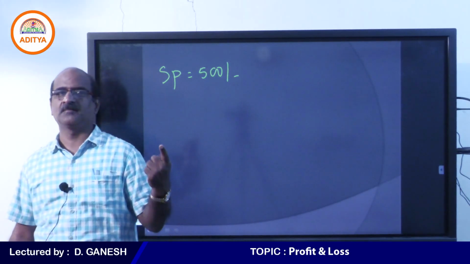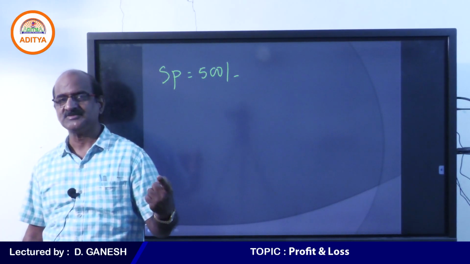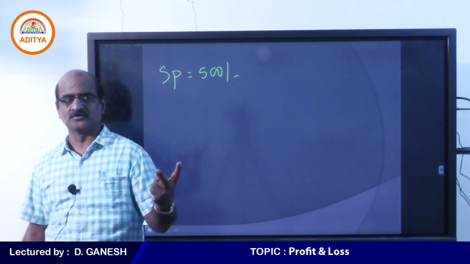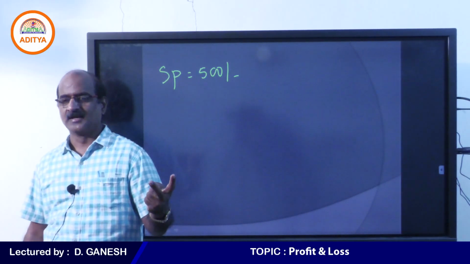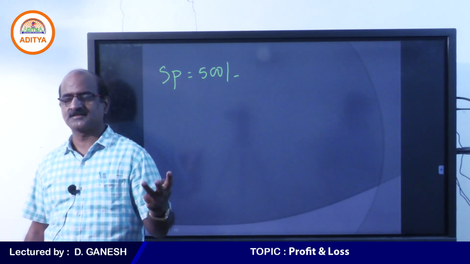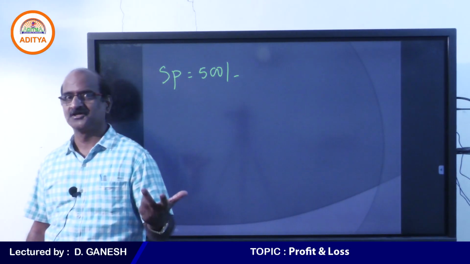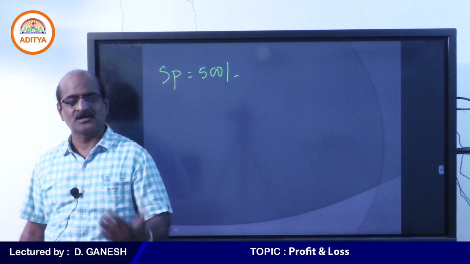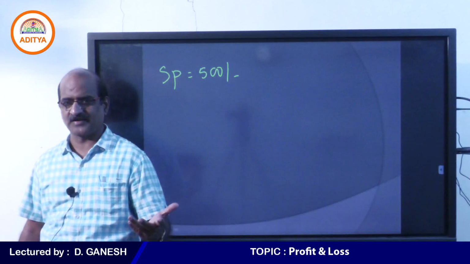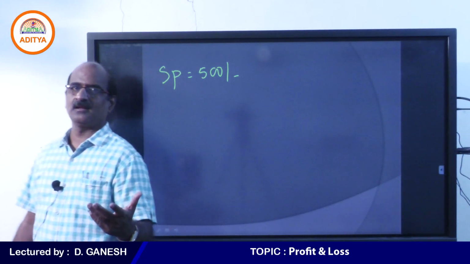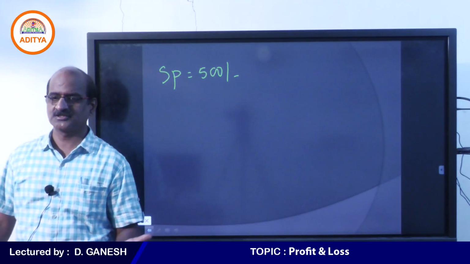Chance number one, he may get a profit. Chance number two, he may lose. Can anybody tell me, students, what is the third chance? He can get his money back. No profit, no loss. Now tell me, how many chances do we have? We have three chances. After selling an article for 500 rupees, a trader may be left with three outcomes: either profit, or loss, or no profit, no loss.